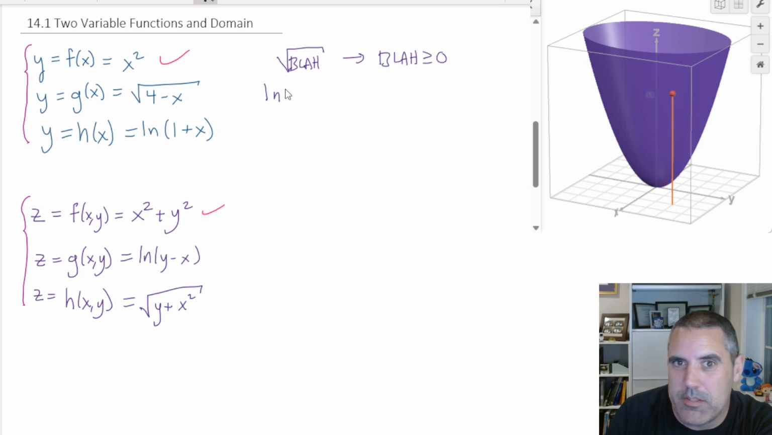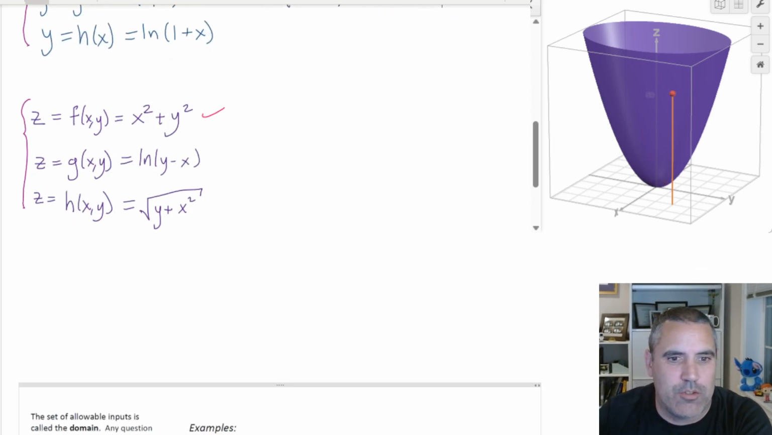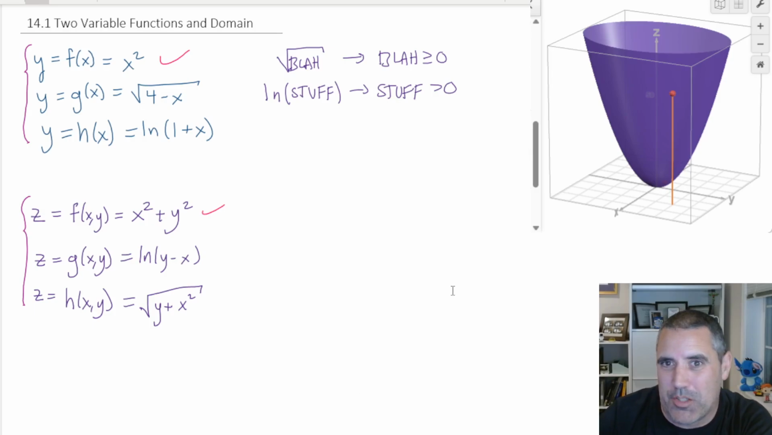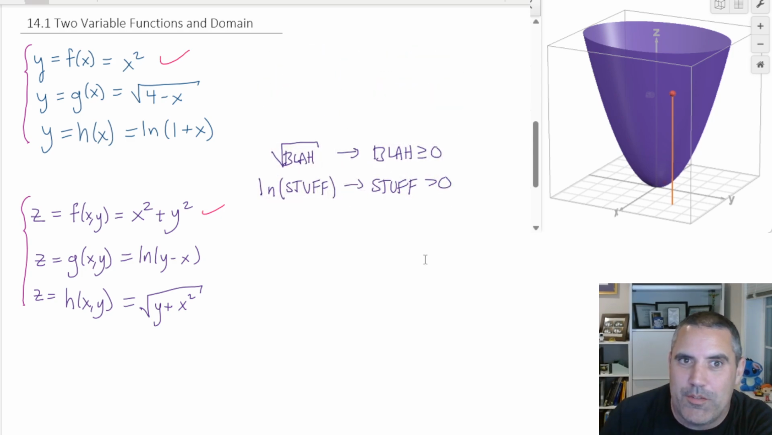Another function that has a restriction is the log function. The log function is only defined if stuff is greater than 0. There's a few other functions in inverse trig that have domain restrictions, but that's really it. So yes, you have to know your couple functions. Mostly it's those two. The other one is if the denominator can't be 0. But really, if you know those things, you pretty much have it.